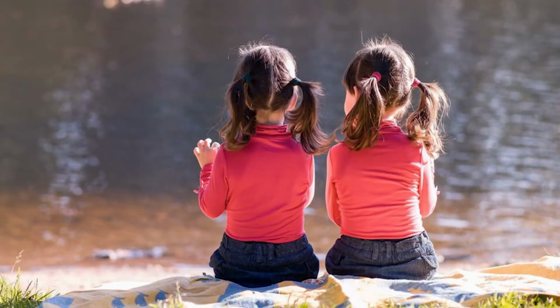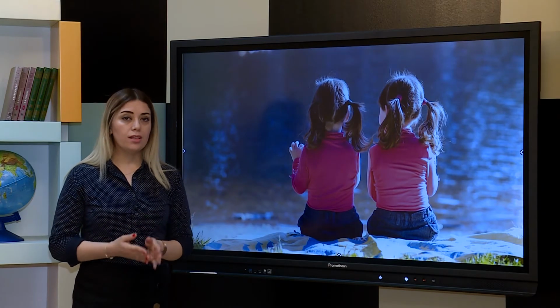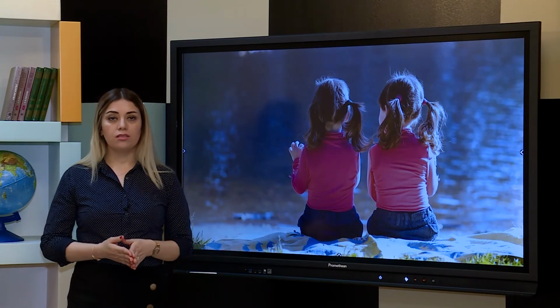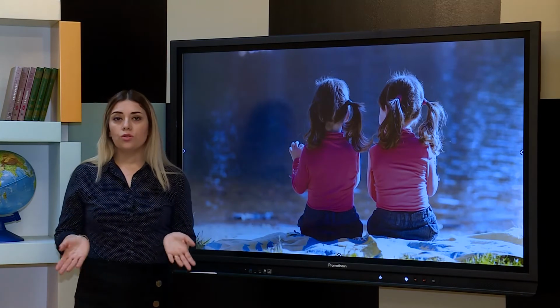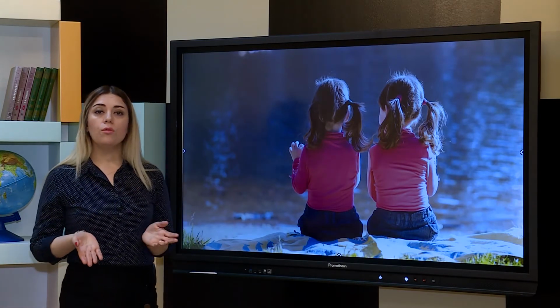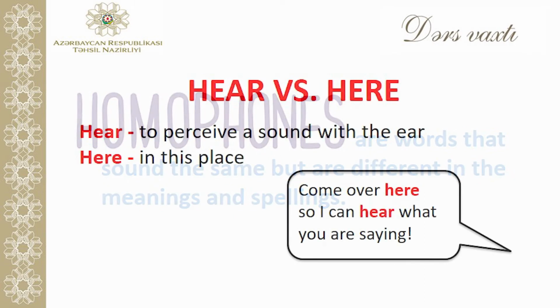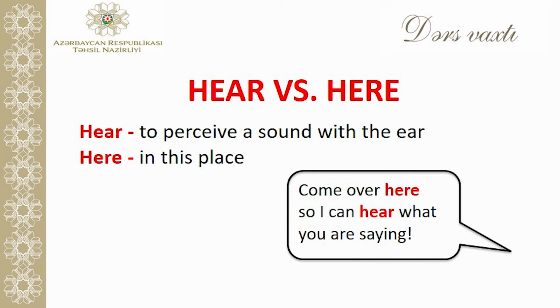I'll show you one example. Look at the picture. What do you see? They are twins. Twins are people who are very similar to each other. They are very identical. So why did I show this picture? Because homophones are like twins. They are words that sound the same but are different in the meanings and spellings. Let's see one example to understand this.